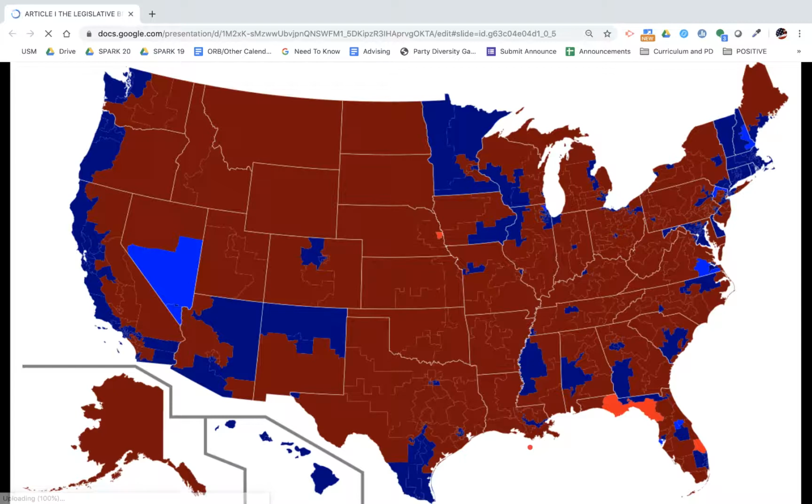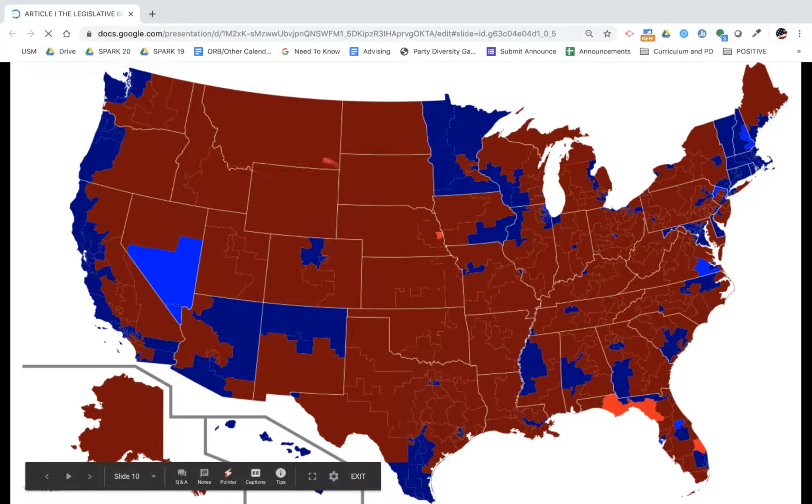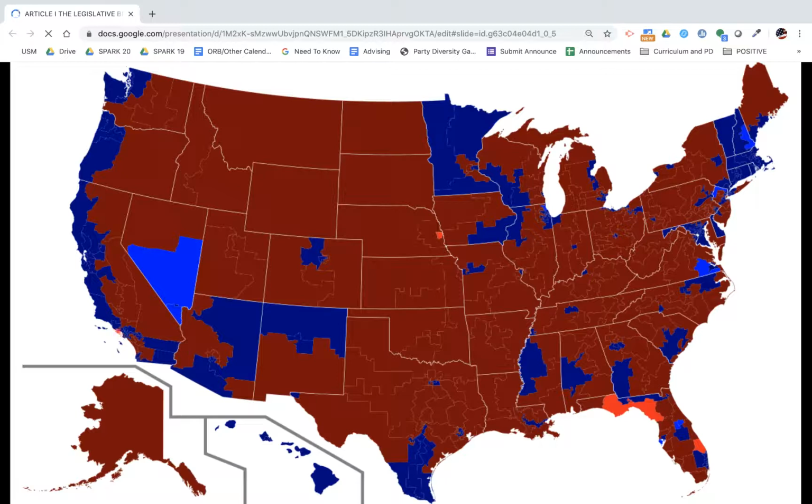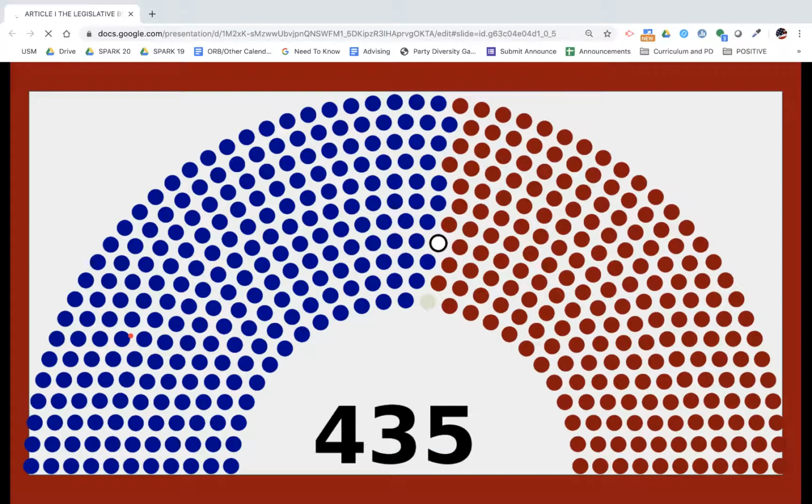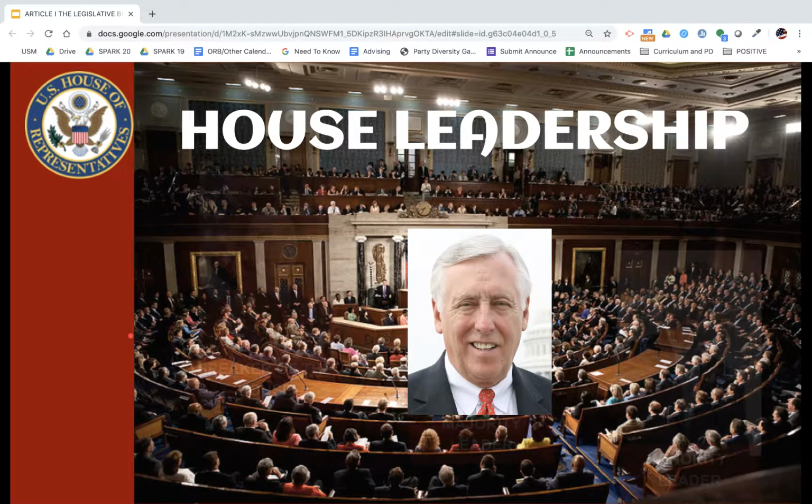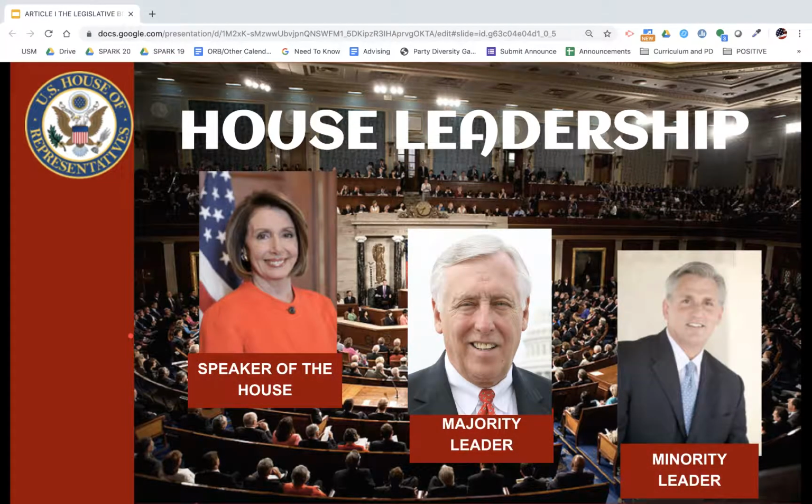If you look at the map of the entire United States, it looks like it's more red, but that's because the entire state of Wyoming has one representative, but down here there's like 10 districts in California, probably even more, and right here, and they're all Democratic. So in reality, there are more Democrats than Republicans in the House of Representatives. The reason why that's important is because that determines House leadership.